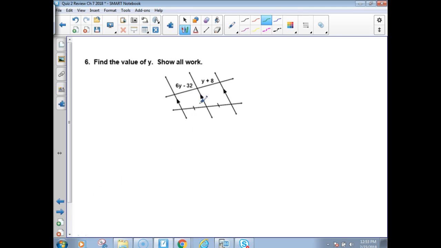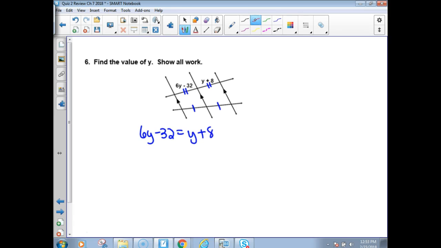Number 6, what we need to remember is that if we have 3 parallel lines cut by 2 transversals, those transversals are proportional to one another. So since these are equal on this side, these would be equal as well on that side. Now, 6y minus 32, then we need to set equal to y plus 8.